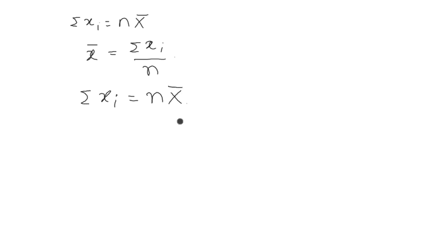Why have we given this property? It is to know that to find the value of x bar, it is enough to know the sum of observations, that is summation xi, and the total number of observations, that is n. It is not necessary to know the individual observations.